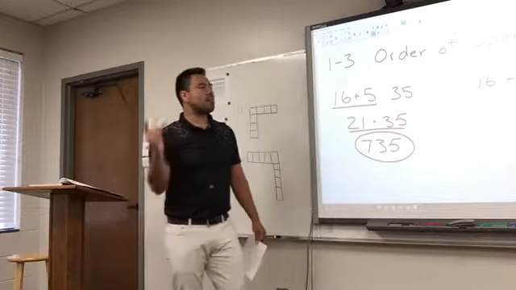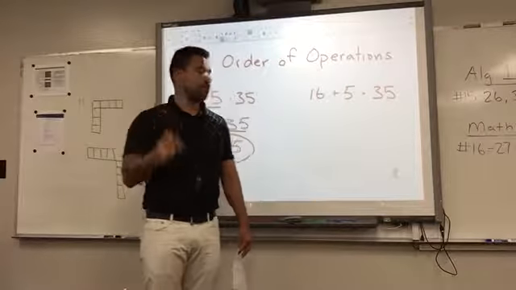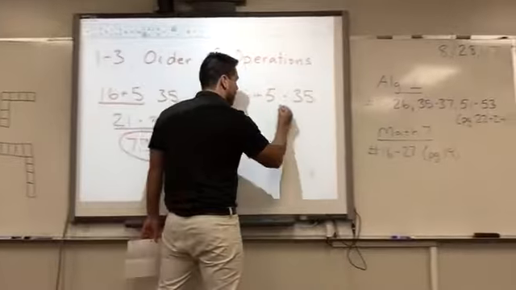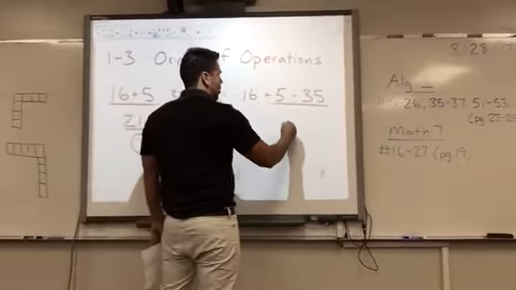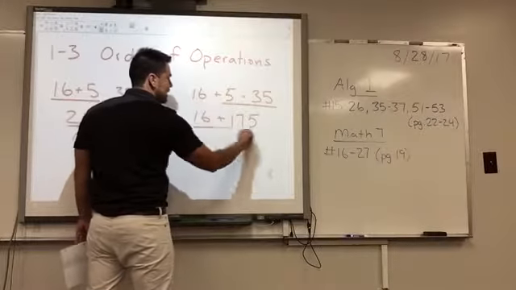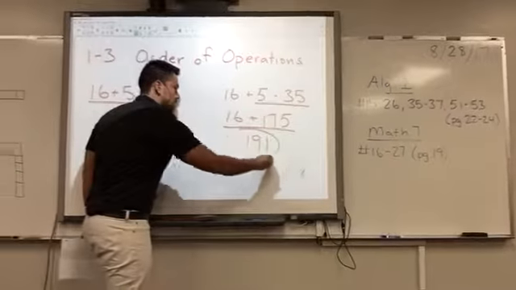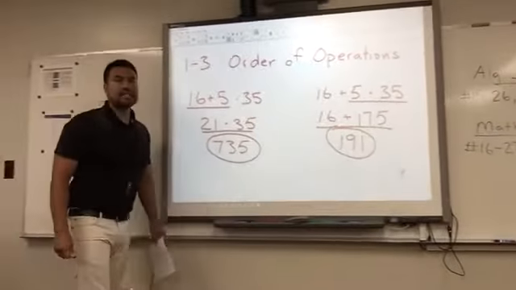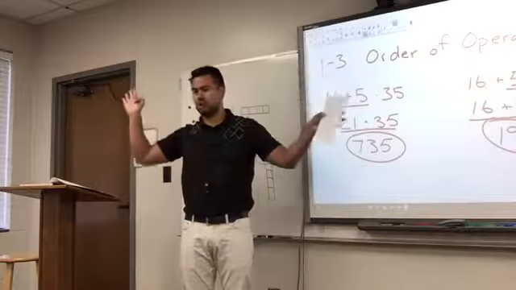Okay, then the second way I'm going to do it, this time, you know what? I feel multiplication. I feel its power. So I'm going to go ahead and multiply these two together, 175, and then I'm going to add the 16 as my second step, 191. That's my answer here. Okay, I said ignore order of operations. You just do these problems.